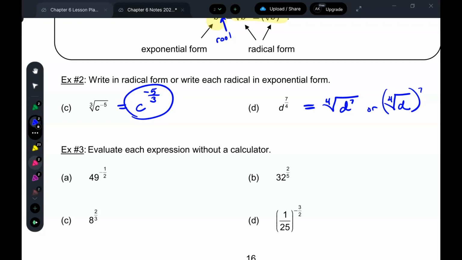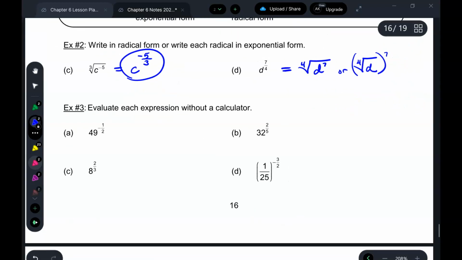You'll see. Don't worry. Okay, so we want to evaluate these exponential expressions without a calculator. Okay, so 49 to the -1/2. First of all, what's the negative do to a power? It flips it. If we just have a negative exponent, it flips it.